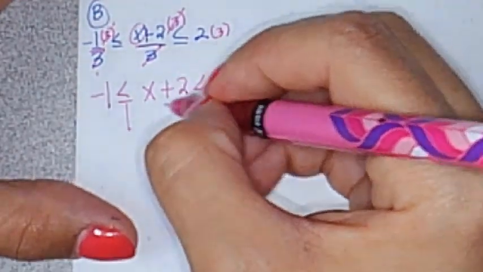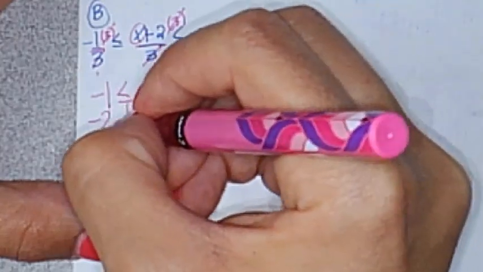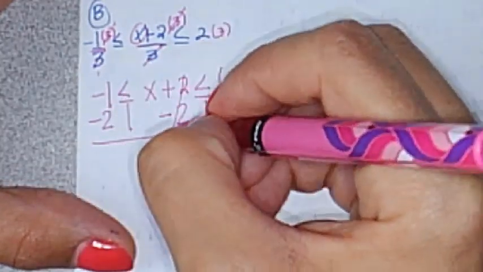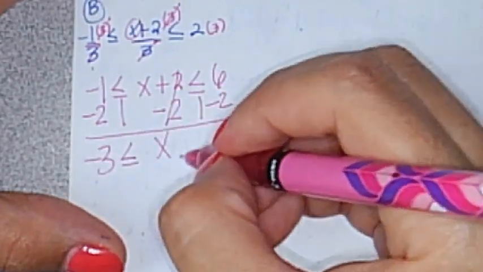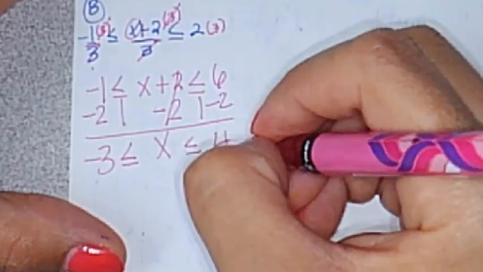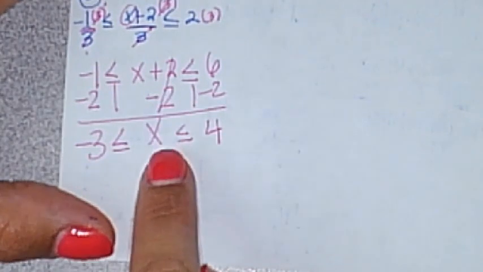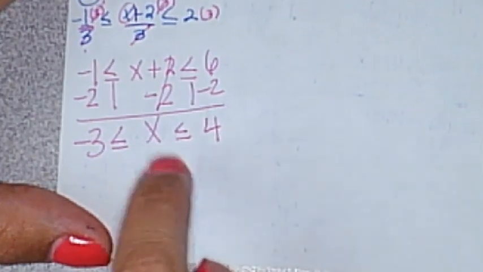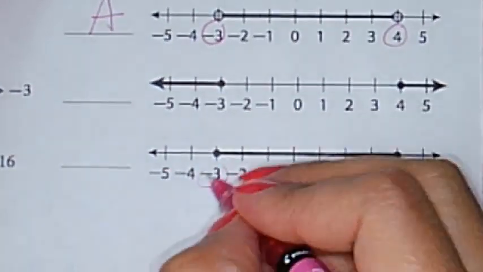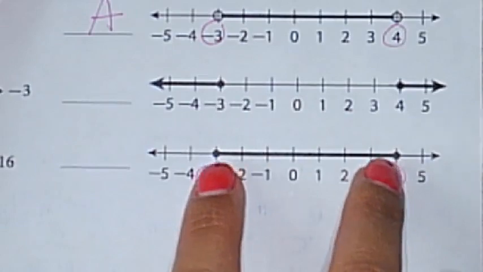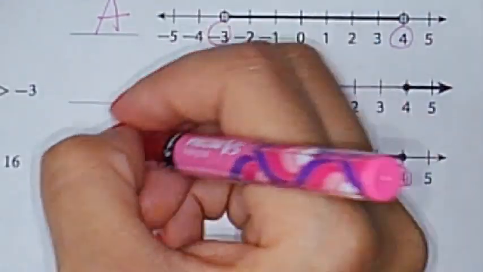I still have to isolate the x further by minus 2. That is the inverse, cancels out. That's negative 3, and that's positive 4. I didn't divide or multiply by a negative, so this will be letter B. Both are included, 3 and 4, so this bottom one between 3 and 4 included would be letter B.